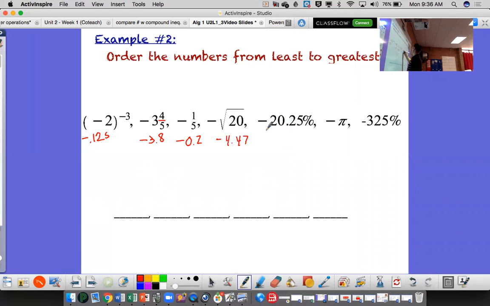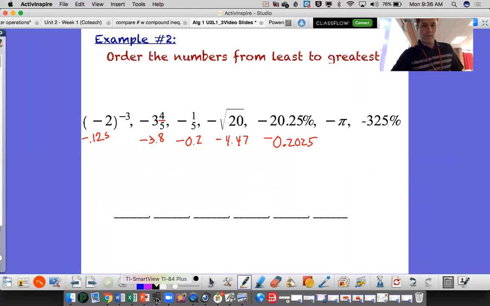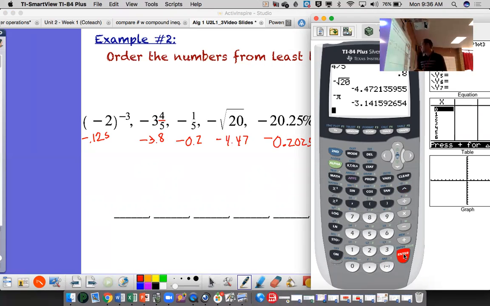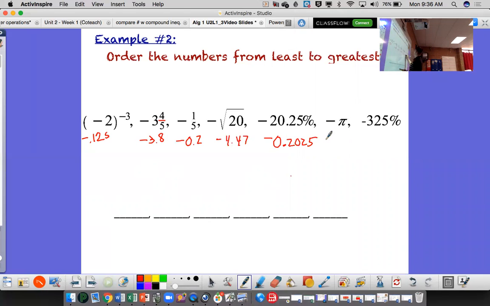This would be 2 spaces to the left to convert the percent, so it's -0.2025. -pi, find it on your calculator. Negative, and then second up caret. -3.14. And this, we would move it 2 spaces over, so it'd be -3.25, right, to convert the percent to a decimal.